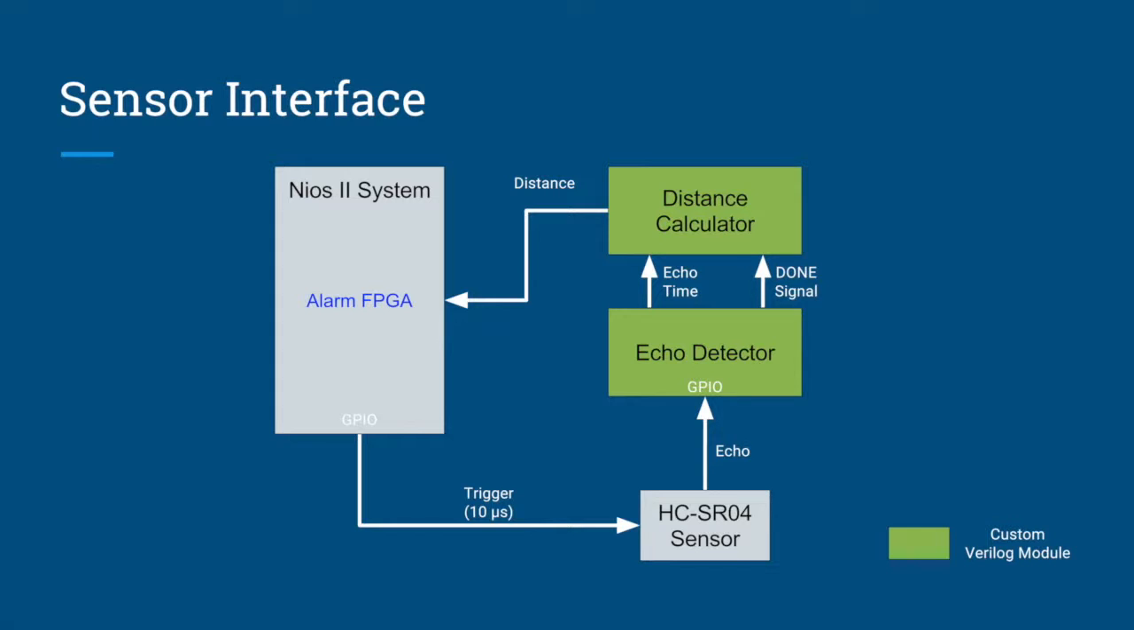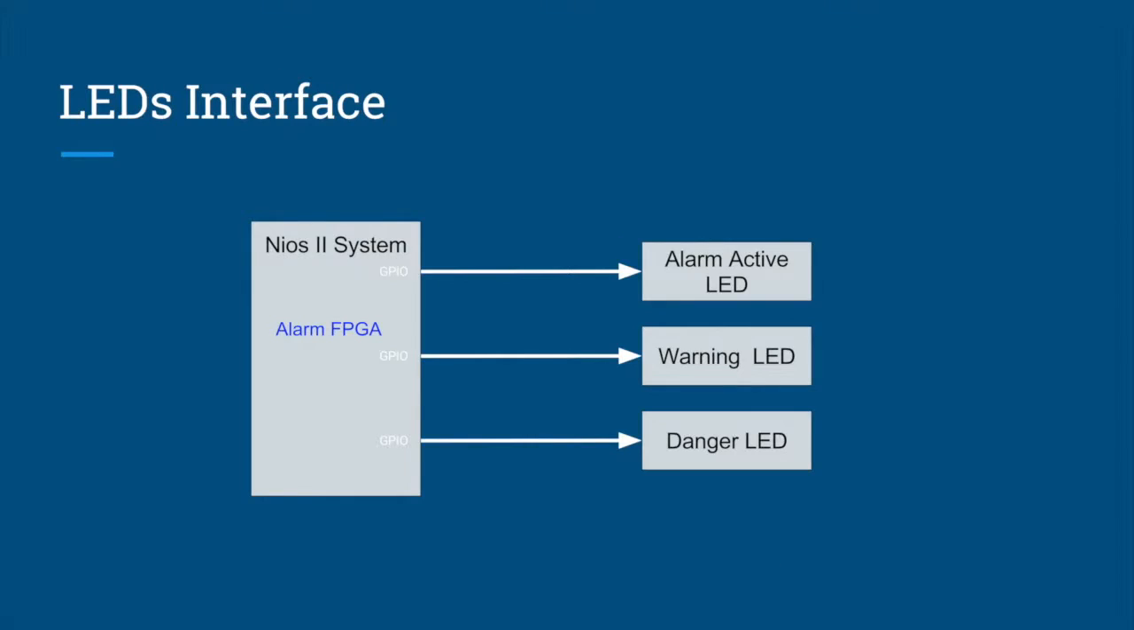Once the echo detector module is done calculating the echo time, it sends the echo time and a done signal to the second Verilog module. The second Verilog module is the distance calculator module, which takes care of calculating the distance. After the distance is calculated, it is sent to the alarm FPGA, which is programmed to make decisions based on the measured distance. Each of the 3 indicator LEDs is connected to a GPIO pin of the alarm FPGA.